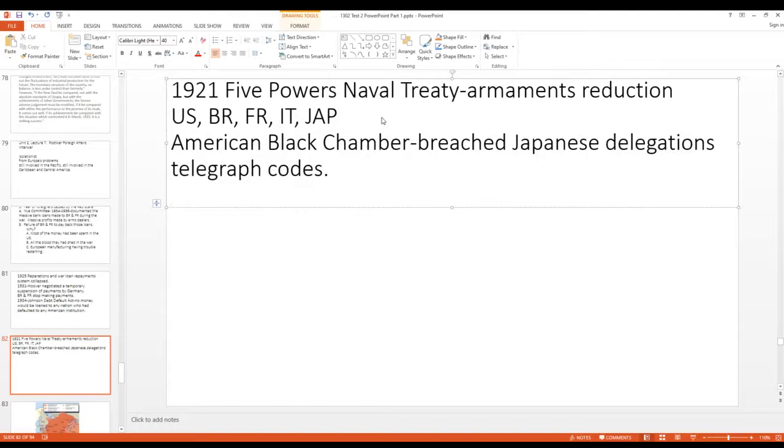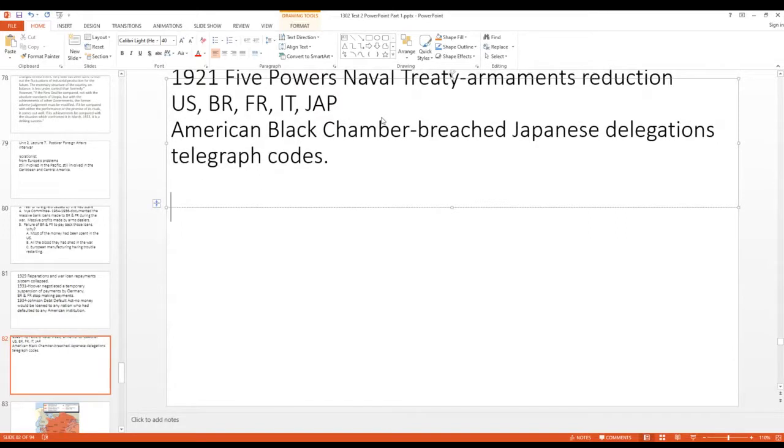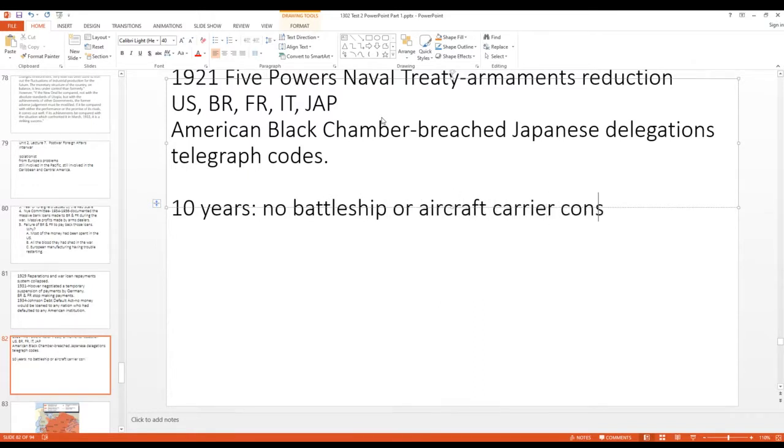So what do we wind up here with? Well, for 10 years, all five powers agreed to stop building battleships and aircraft carriers for 10 years.